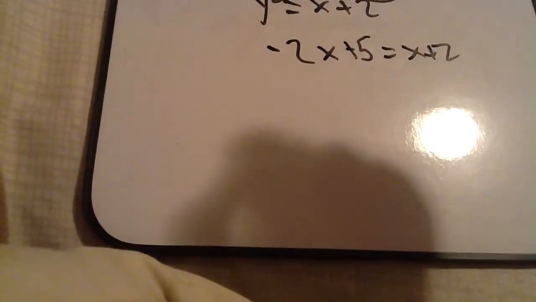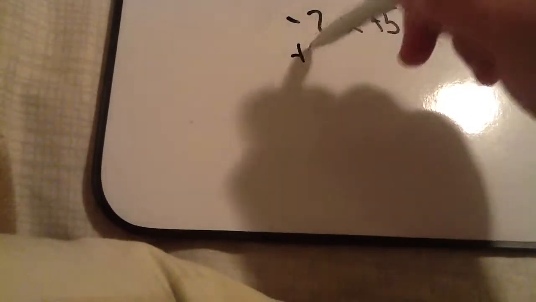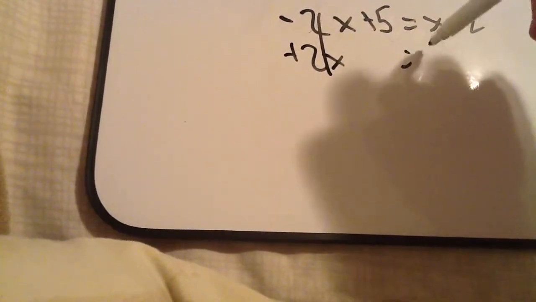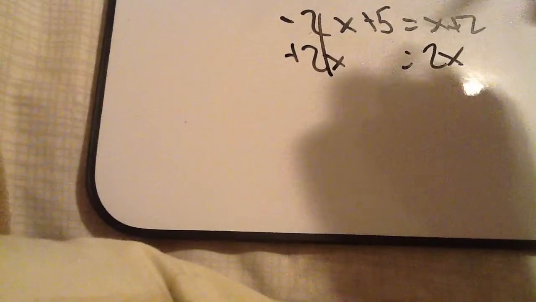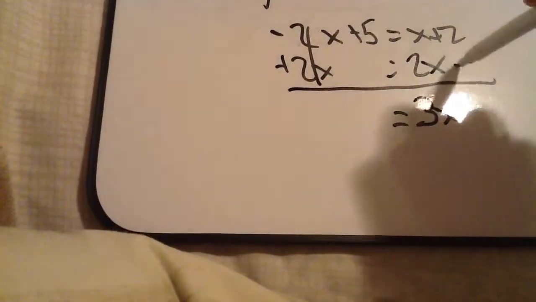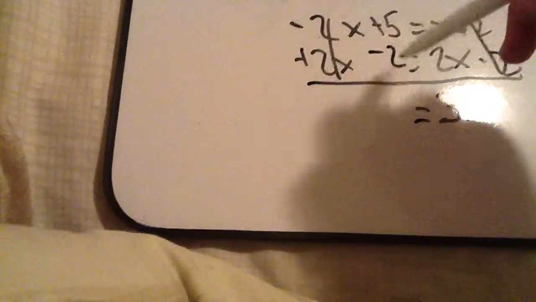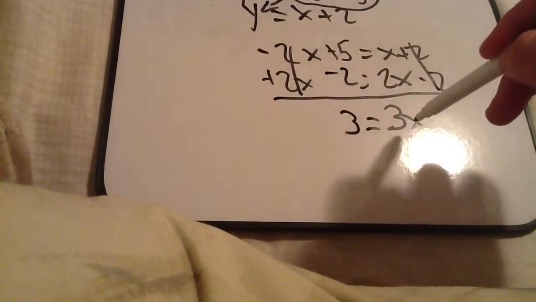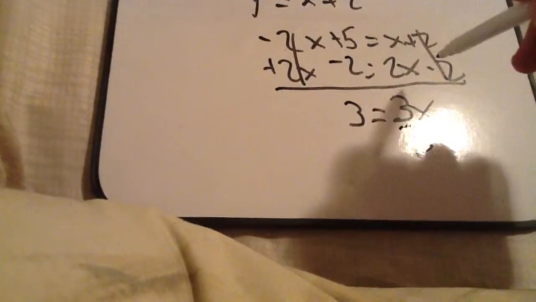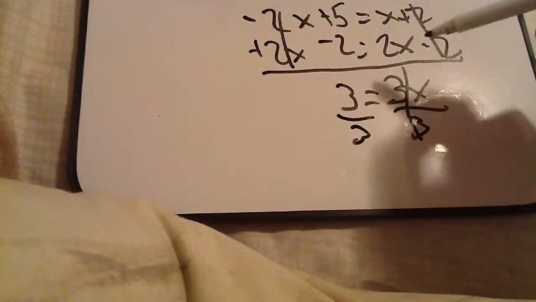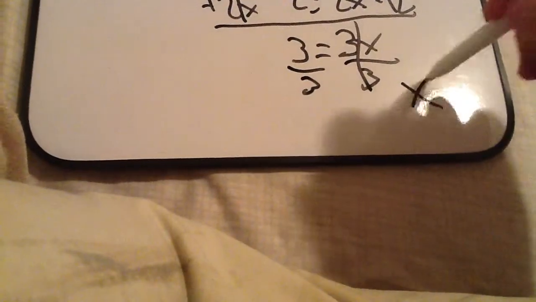Now, you're basically just going to solve. So you're going to make the 2x positive, sorry, and then plus 2x, it's going to be 3x, then make this negative 2, it's going to equal 3, and then 3 divided by 3, and x is going to equal 1.